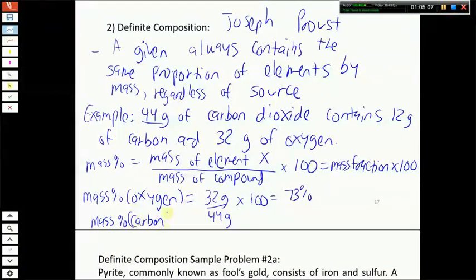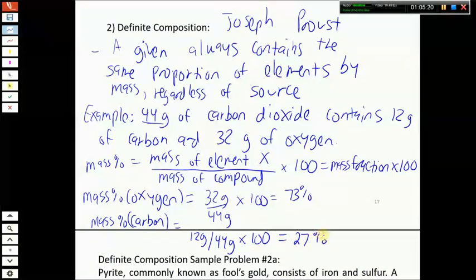So as I said, we can define mass percents for any of the elements in the compound. We have 12 grams of carbon, 44 grams of CO2. We also multiply that by 100, so we get 27% for carbon. So for whatever element we want, we can take the mass of the element divided by the total mass of the compound, multiply it by 100, and that gives us mass percent.